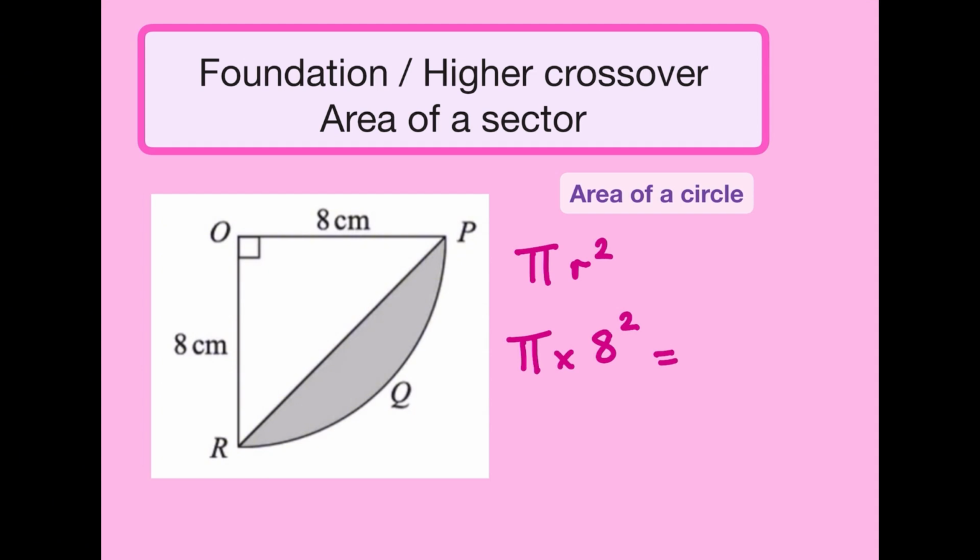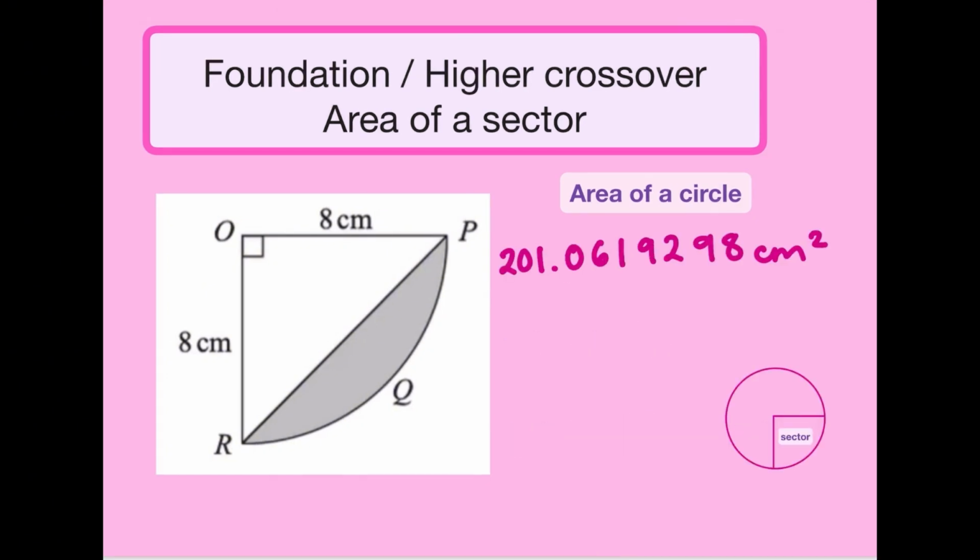So we type into our calculator pi times 8 squared, and we get the answer 201.0619298 centimetres squared. So that's the area of our whole circle. But we don't want the area of the whole circle. We only want the area of the sector.